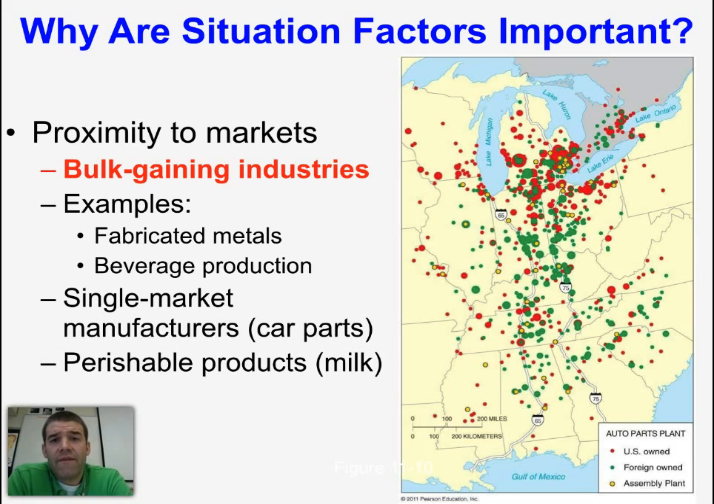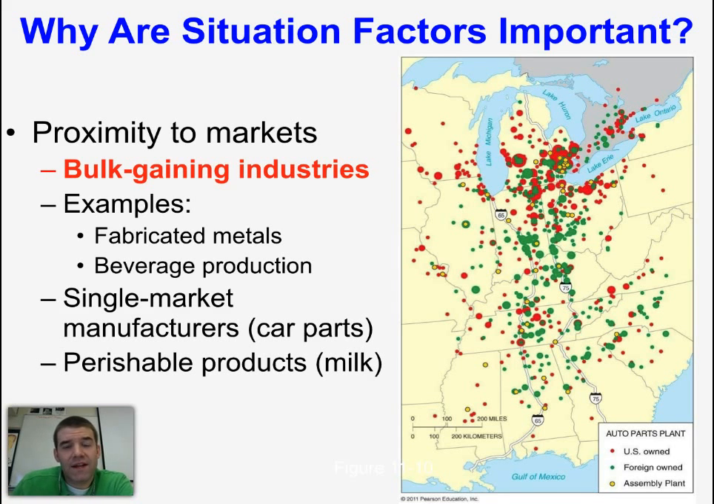And so we see these locations are going to be very near the place where they're going to ultimately be consumed. And so some of the examples, again, are the beverage industries, a bulk gaining industry, perishable products like milk, where you want to get it very quickly into the market, into the hands of consumers, or what you call single market manufacturers. This is something like car parts, that there's maybe a factory that makes a very specific part for Ford cars. Well, most likely they're going to locate themselves very near Detroit, Michigan, where many of the Ford cars are produced in America. So proximity to markets for bulk gaining industries and proximity to inputs for bulk reducing industries.